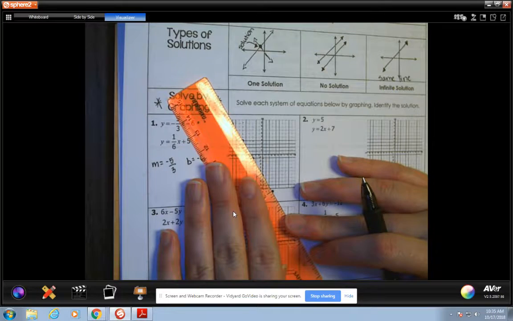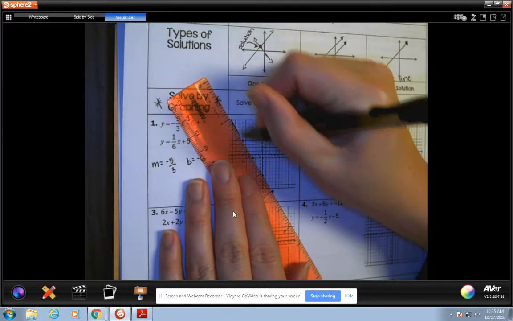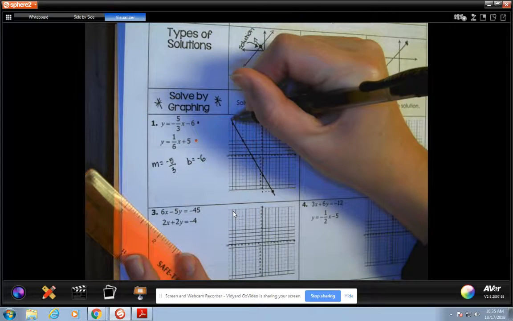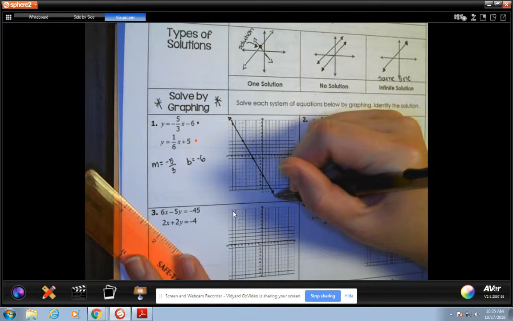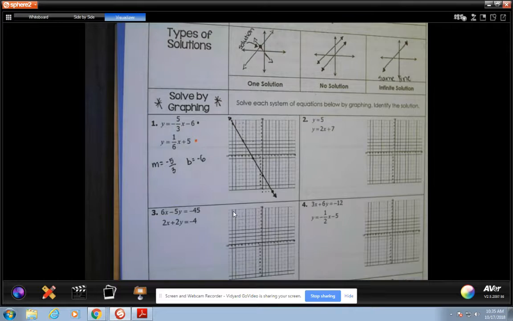Then I'm going to use my ruler to make the line, and I have rulers that you can use as well. They're just sitting right behind my desk. If you want to grab one, feel free at any point. All right, so that is the first line.